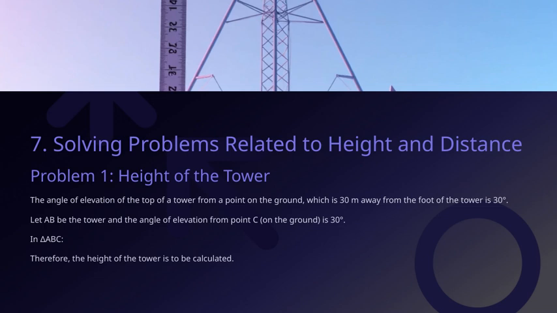This is a classic example of how understanding the relationships in right triangles helps us solve real-world problems involving height and distance. So, in summary, this problem illustrates how angles of elevation and basic trigonometry are powerful tools for determining heights that are otherwise difficult to measure directly.